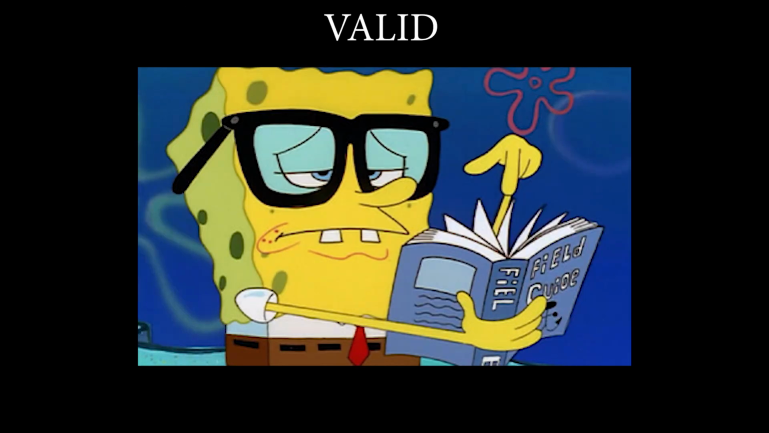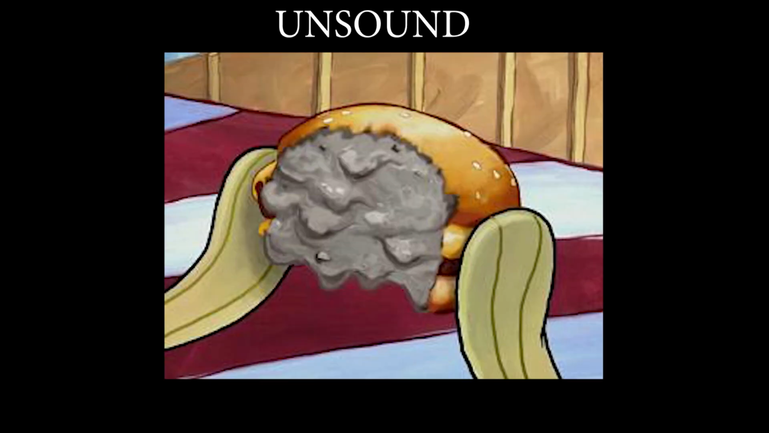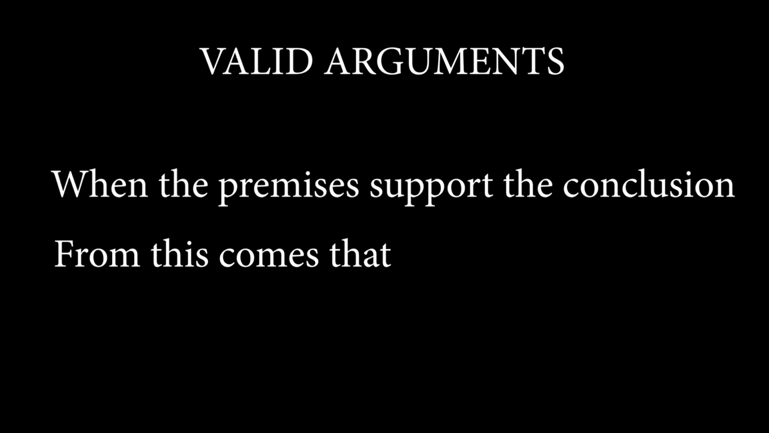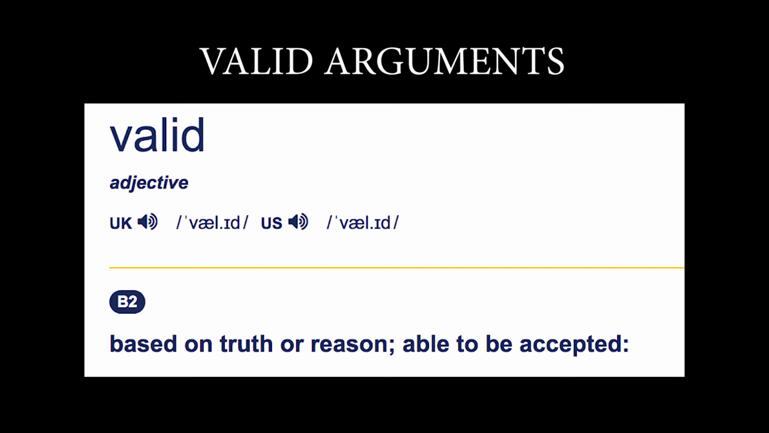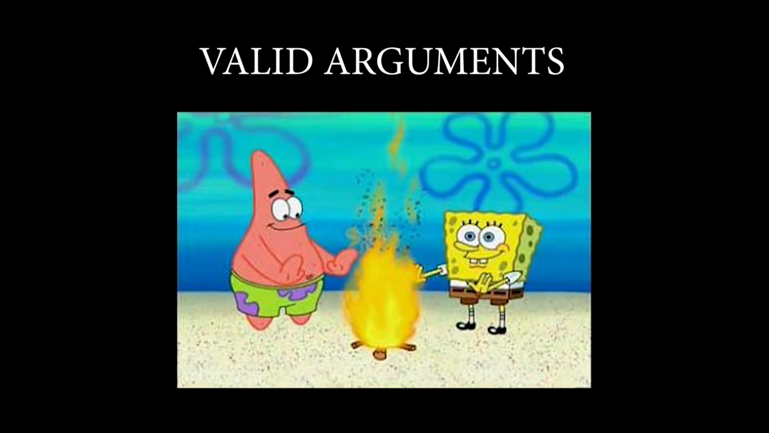So there are different types of arguments. There are valid arguments, invalid arguments, sound arguments, and unsound arguments. Valid arguments are when the premises support the conclusion. Okay, from this, most definitely comes that. However, this has nothing to do with truth. I know that seems strange because validity usually is associated with truth, but not so much in logic, because you can have a valid argument with all false premises. Just so long as those premises support the conclusion, it doesn't really matter whether they're true or not.